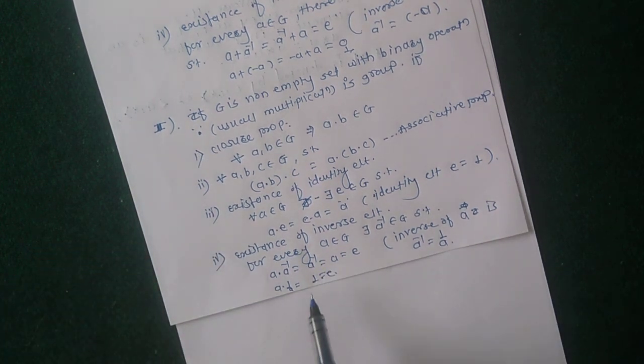Therefore, when the binary operation is usual multiplication on the given set G, the inverse element of a is 1 upon a. But when the binary operation is usual addition, the inverse of a is minus a, and the identity element is 0; for multiplication, the identity element is 1. This is the first remark and this is the second remark.